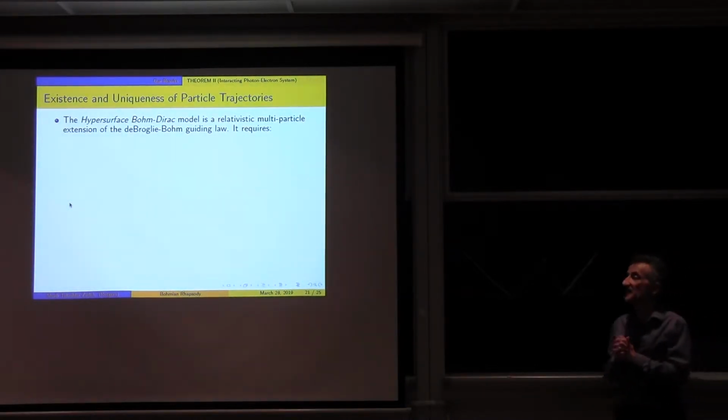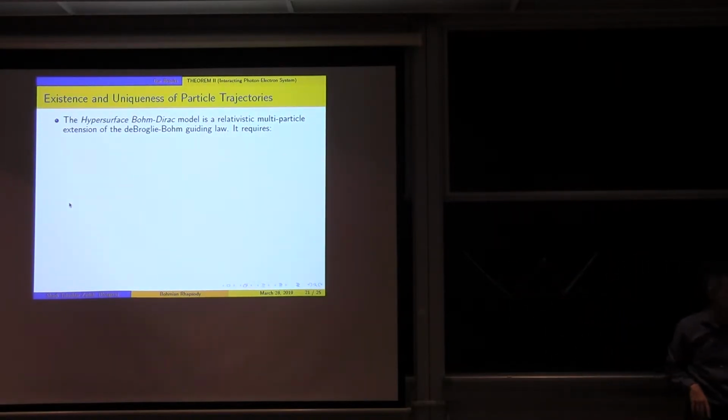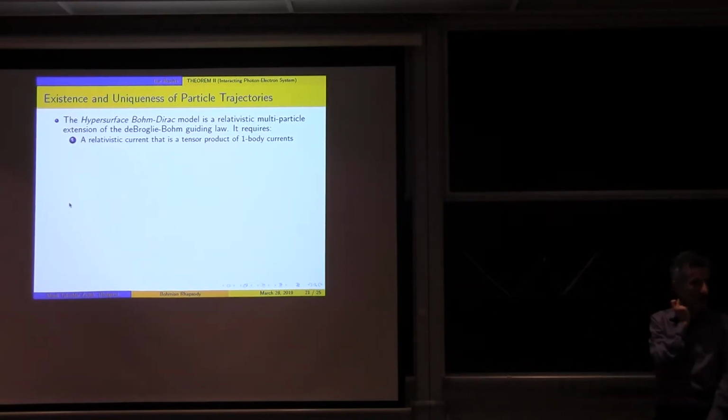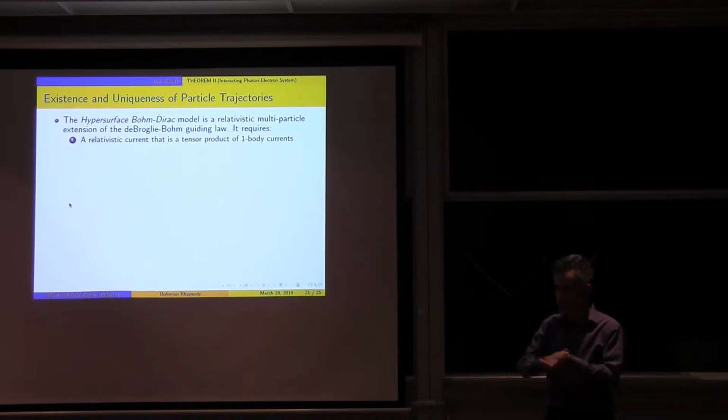So now, trajectories. We have the wave function. Now we can solve the ODE, the guiding equation, and get the trajectories for these particles. What we need for this theory is called the hypersurface Bohm-Dirac model. This is a relativistic generalization of the de Broglie-Bohm guiding law, which was done by Dürr and collaborators.